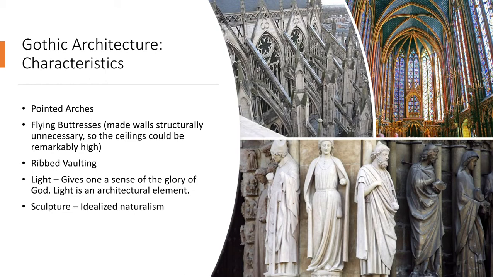And then you'll see the sculpture is very different from the Romanesque. This is idealized. They call it idealized naturalism. It's a more natural look, but definitely ideal. The human form here is in its ideal form, but expressing the holiness of the saints. So those are the two types of architecture, the Gothic and the Romanesque.